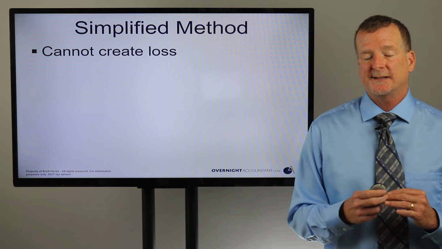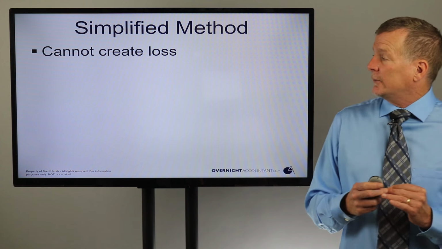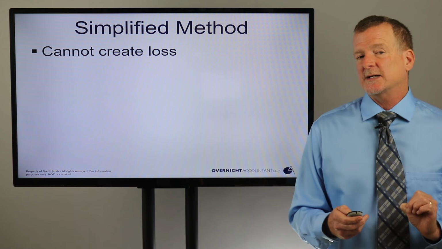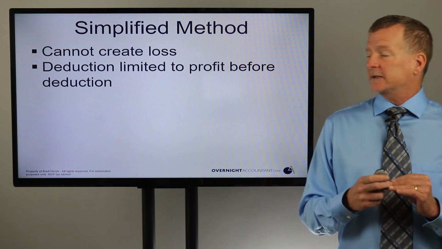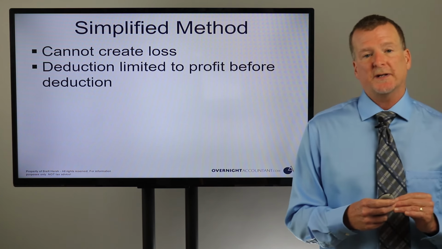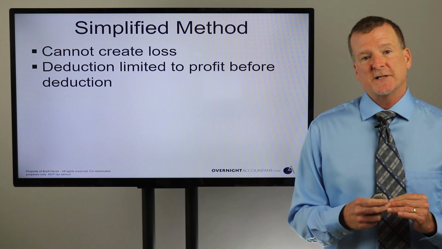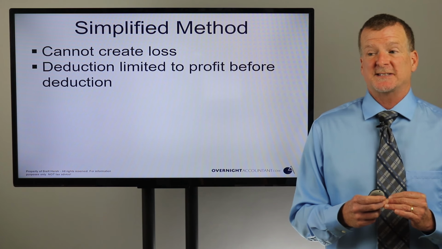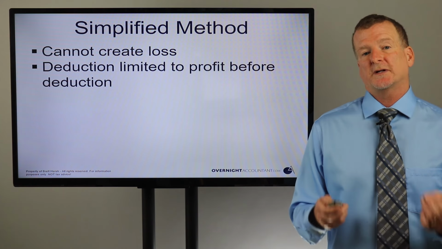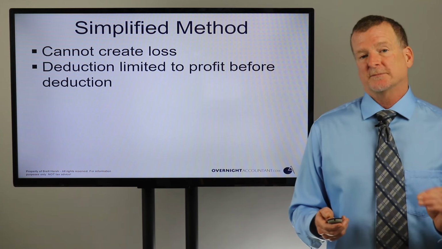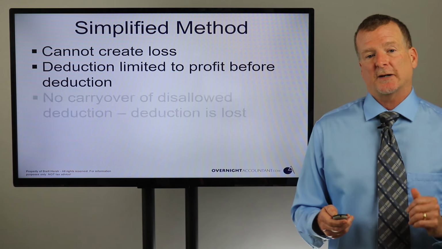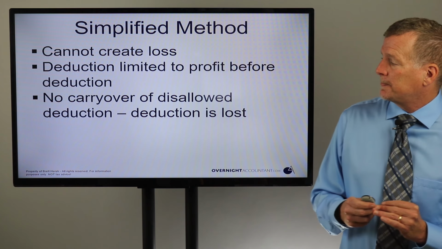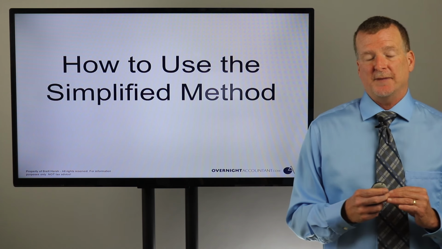It's pretty complicated. The simplified method cannot create a loss, whereas the actual cost method can create somewhat of a loss. The deduction is going to be limited to profit before the deduction. So let's say your profit in your business is $300 and your home office deduction using the simplified method is $600. You can only deduct the $300 to bring your income to zero because it cannot create a loss. There's no carryover of a disallowed deduction. The deduction is lost forever with the simplified method.